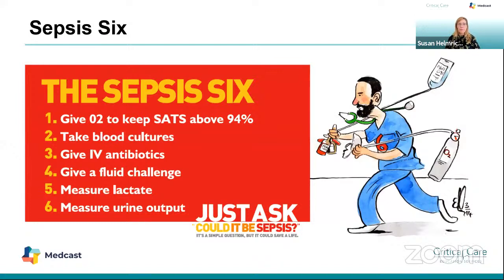From a measuring point of view, we want to measure to see if our fluid resuscitation is effective. We want to be measuring that to our endpoints. So we need to be measuring both our lactate and our urine output in addition to our normal observations.